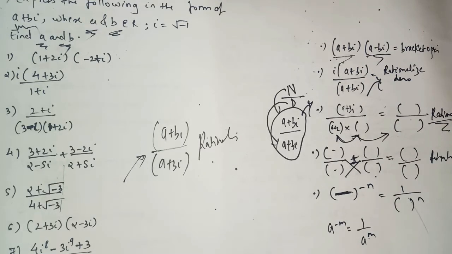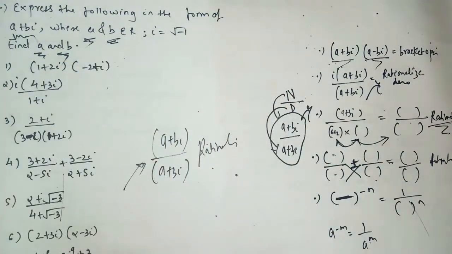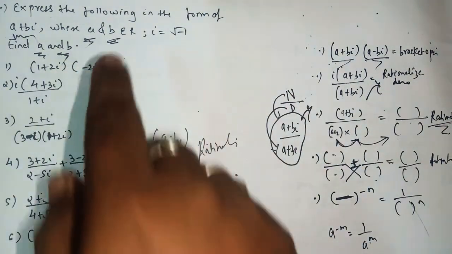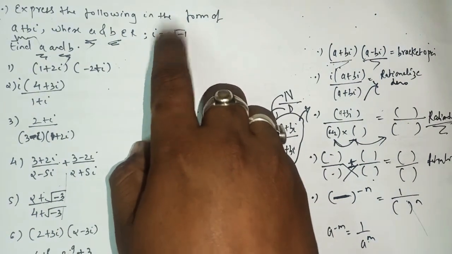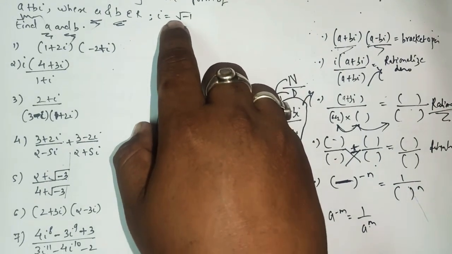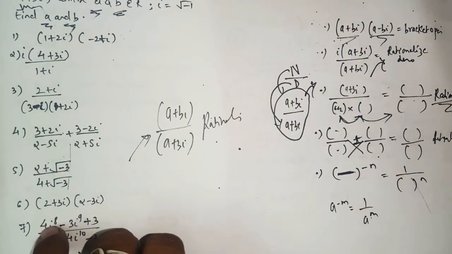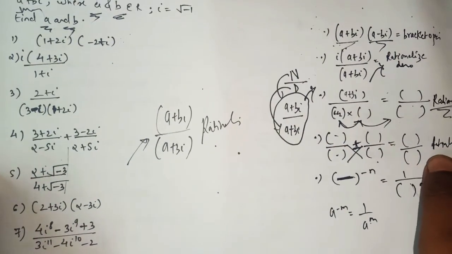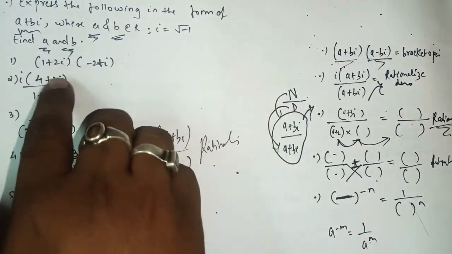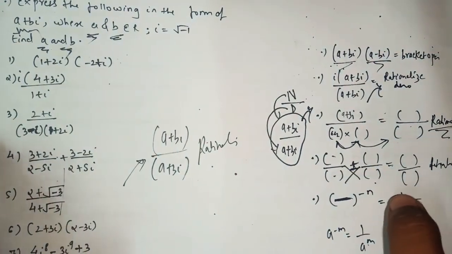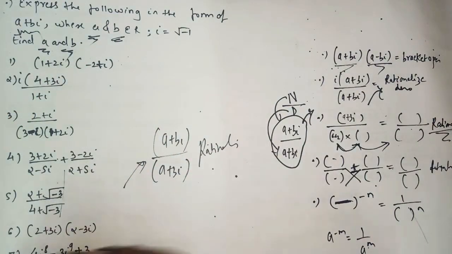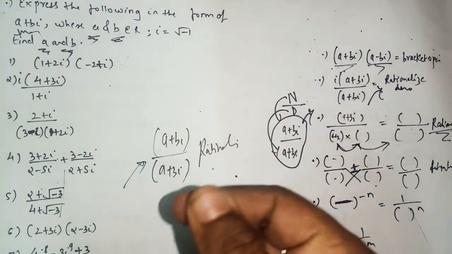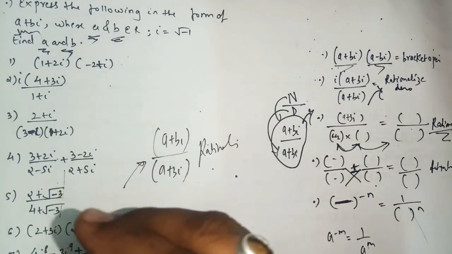Hello students, in the last video lecture we saw how to express the following in the form of a plus bi, where a and b belong to R, that is, real numbers, and i equals root minus 1. This i equals root minus 1 is given. Just with the help of this value we can find our answer for i raised to 8, i raised to 9. Don't substitute the value of i as root minus 1, as I explained in the first lecture. You have to keep i as it is. You have to replace the value only for i square, i cube, i raised to 4, when the power of i is more than 1.